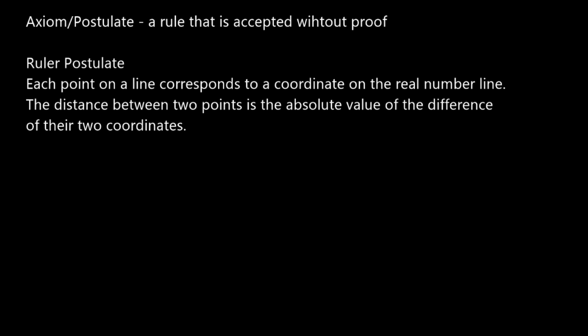And so that first axiom or postulate that we're going to talk about is called the ruler postulate. It says that each point on a line corresponds to a coordinate on the real number line, and the distance between 2 points is the absolute value of the difference of their two coordinates. It's kind of a complicated way of saying, look, if I have a segment, what I could do is I could measure this thing.